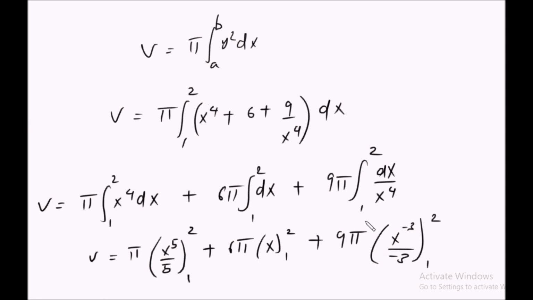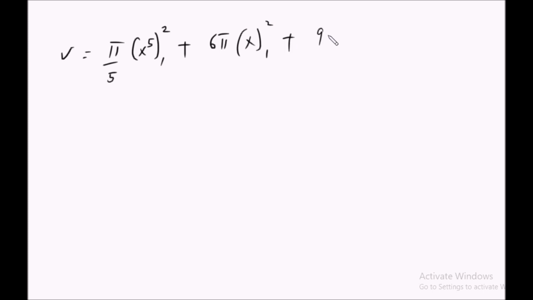Okay, so tabaki na nini? Tabaki na v ni sawa na pi over 5. So hapa tuna x power 5, we have 1 mpaka 2. Okay, plus 6 pi. Hapa tuna x, tuna 1 mpaka 2. And then plus 9 pi over -3. So huku tuna 1 over x power 3, 1 mpaka nini? 2.